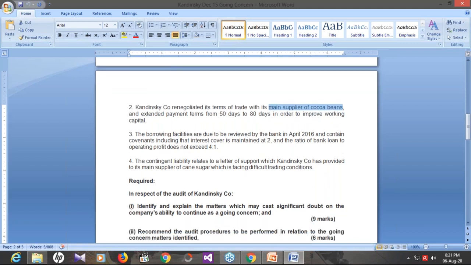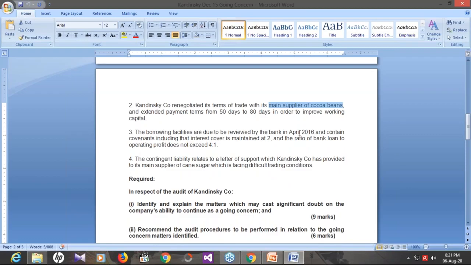The same is the case with the borrowing facility, which is due to be reviewed by the bank in April 2016 and contains covenants including that interest cover is maintained at 2 and the ratio of bank loan to operating profit does not exceed 4:1. So it is very important that you first calculate the existing interest cover and the bank loan to operating profit. So you will see that interest cover is below 2, and the bank loan to operating profit will exceed 4:1.